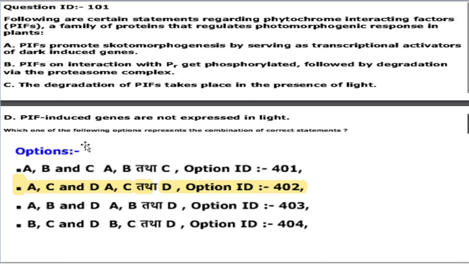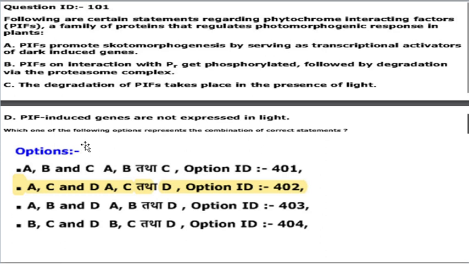This is absolutely a correct option, so option A is correct. Next, these PIFs interact with the PR; they get phosphorylated followed by degradation via the proteasome complex. Once PIFs complete their duty, they undergo degradation by the ubiquitin proteasome complex. But PIFs don't interact with the PR. They interact with the PFR, which is the active form of phytochrome. So option B is wrong. It is interacting with PFR.